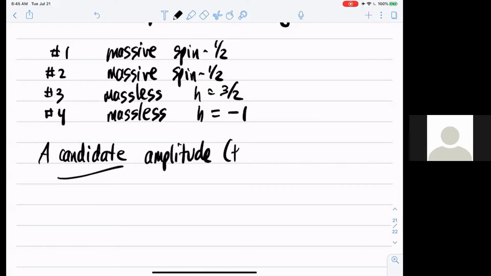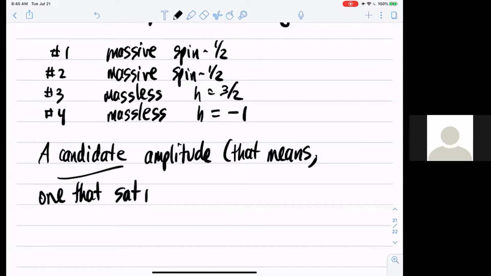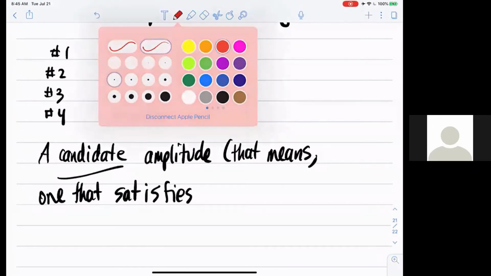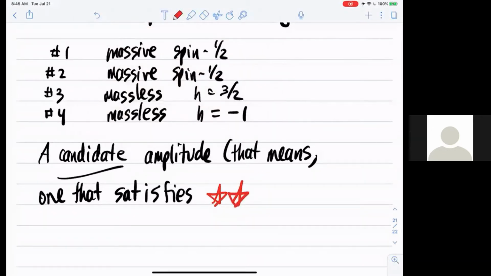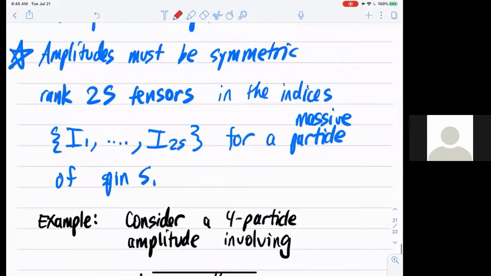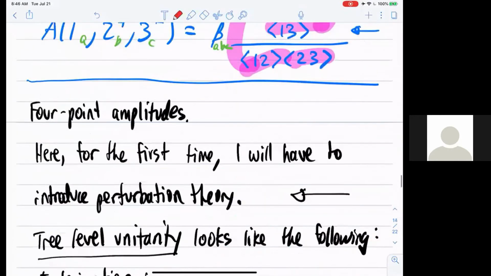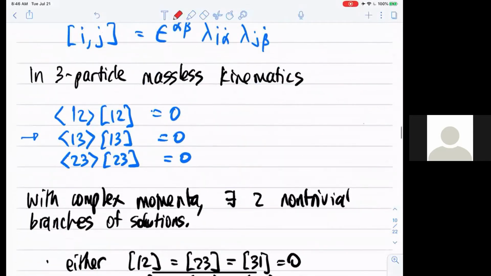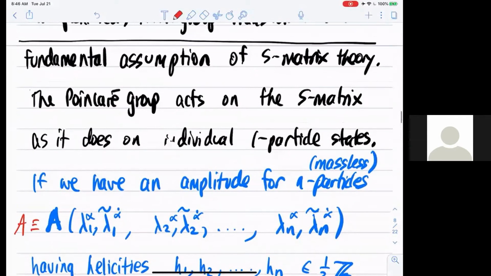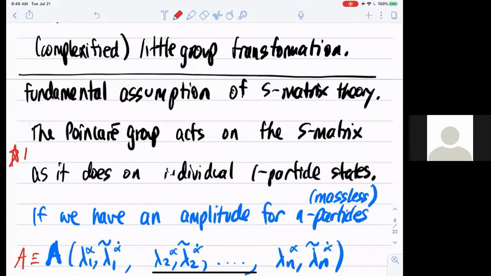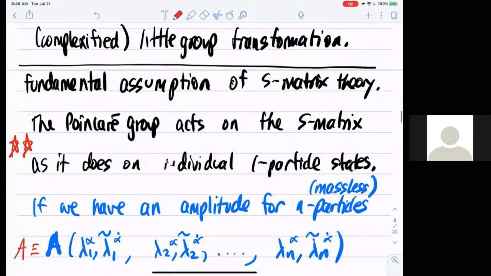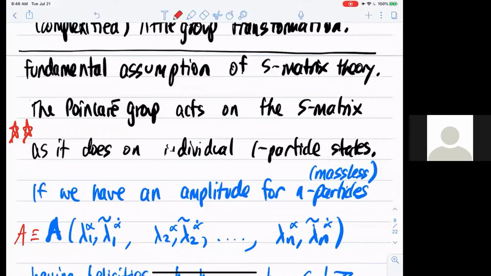Okay, that means one that satisfies, now I'm going to do something cool. I'm going to refer back to a previous lecture, long, long ago. Remember, the fundamental assumption of S matrix theory is that the Poincaré group acts on the S matrix as it does on individual particle states.